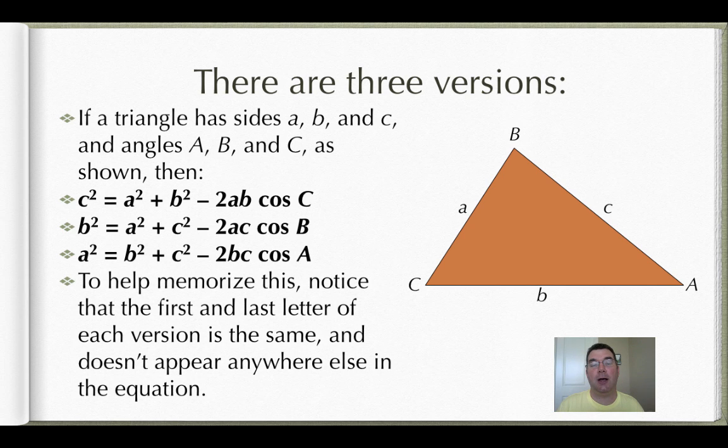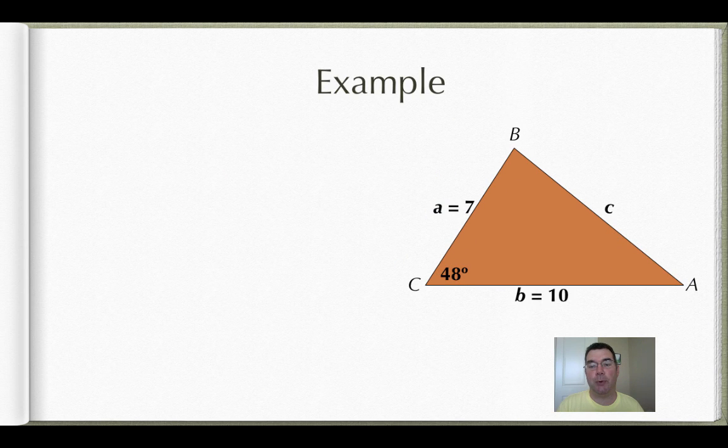All right, now the way to help you remember this is no matter which version you're talking about, the first letter and the last letter are exactly the same and they don't appear anywhere else in the formula. So figure out which version you want to use, and that's how you remember where all the A's, B's, and C's go.